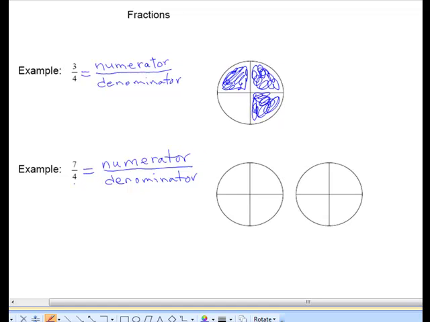So we have everything cut into 4 parts because that's our denominator, and then we'll start counting with the numerator. So from the first object, we will take all 4 pieces. So that uses up 4 out of the 7. Then we have 5, 6, 7. So there is a representation of 7/4.